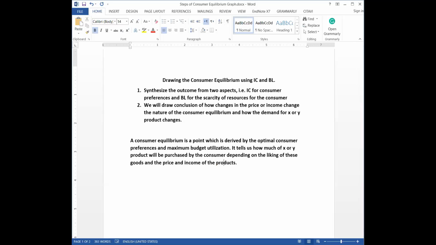So the decision to buy depends upon how he likes them and how much is the price of these goods and how much is the income of the customer. So this will define the nature of the consumption. So this is the topic that we are studying today.